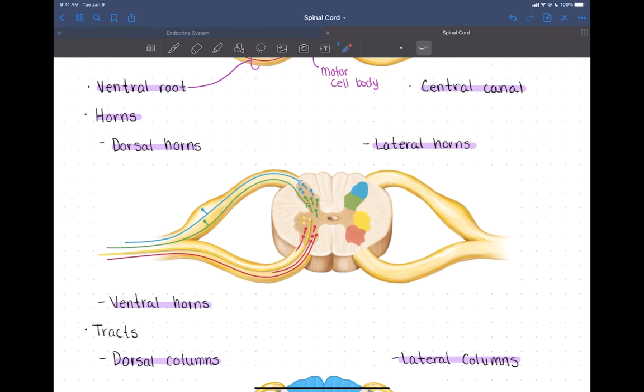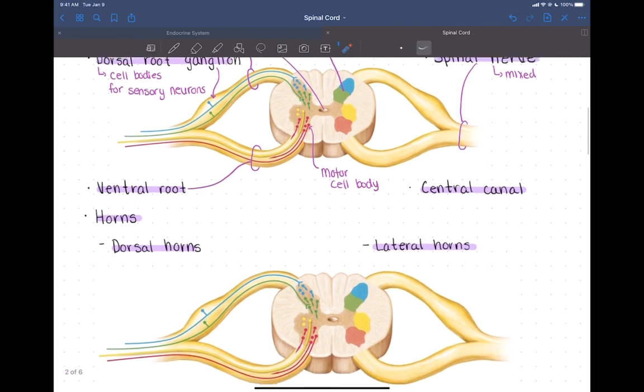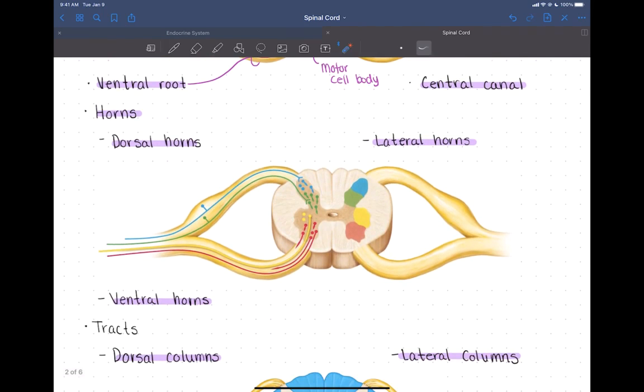Just pick the one that you want to learn. I typically stick with dorsal and ventral, because I always learned it as the dorsal root ganglion, and it's never really been any other term to me. So everything else is dorsal and ventral with the spinal cord. But if you're more comfortable with posterior and anterior, that's totally fine too.